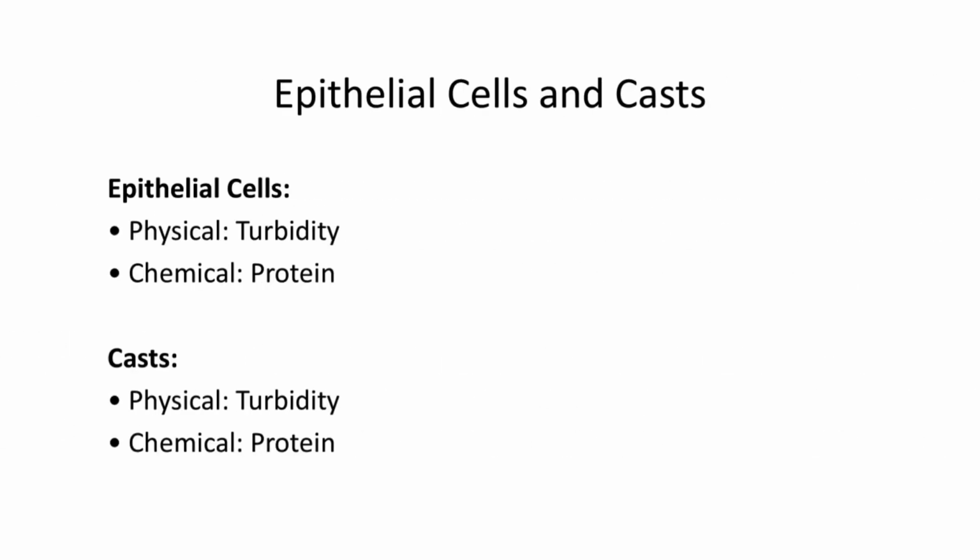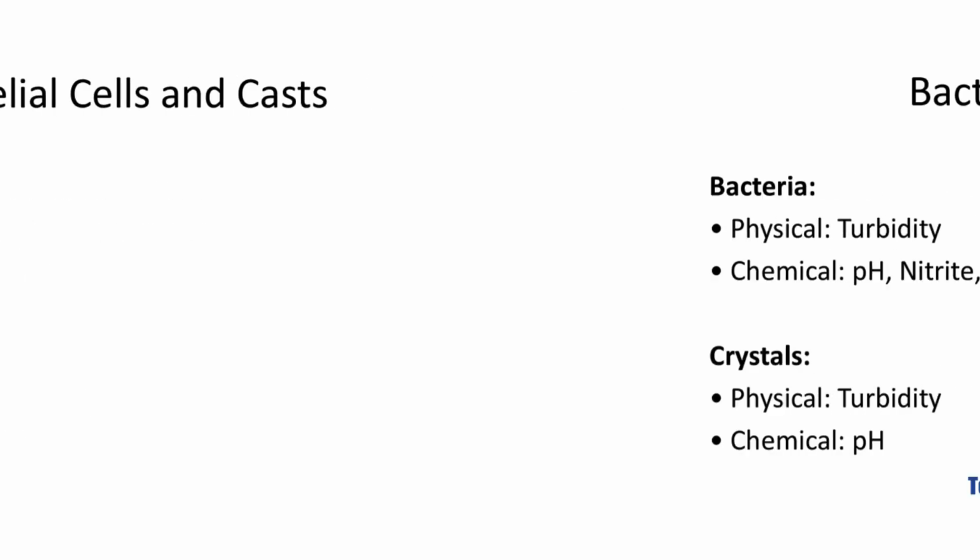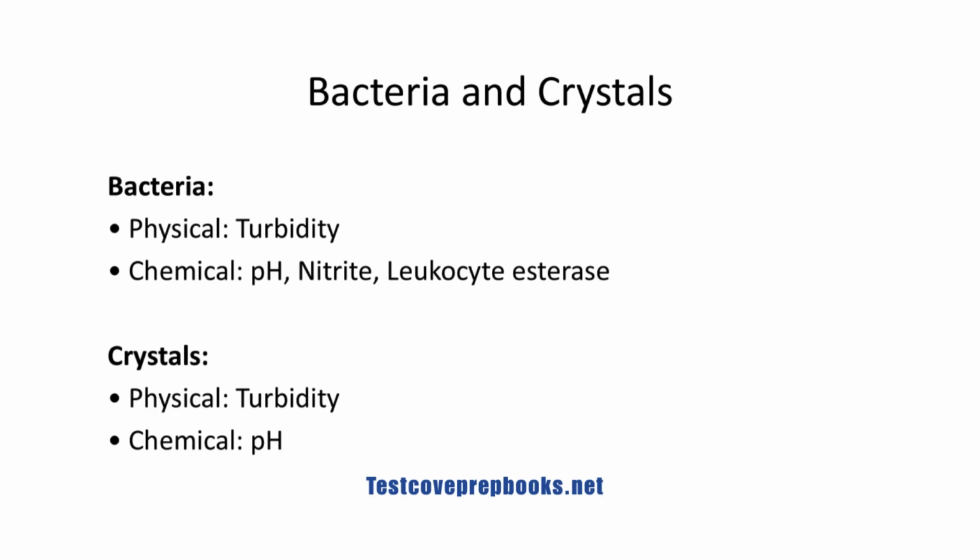Epithelial cells are noted for causing turbidity in urine. Chemically, they are associated with protein findings. Casts, which also contribute to turbidity, are similarly linked to protein in chemical testing. Bacteria in urine contribute to turbidity and correlate chemically with pH changes, nitrite positivity, and leukocyte esterase. Crystals, which also produce turbidity, have their strongest chemical correlation with urine pH.